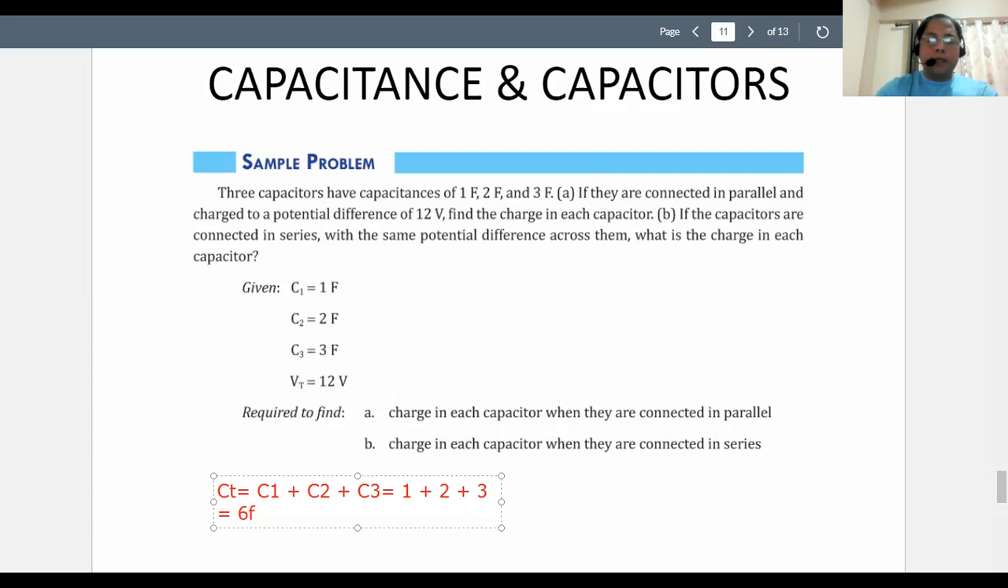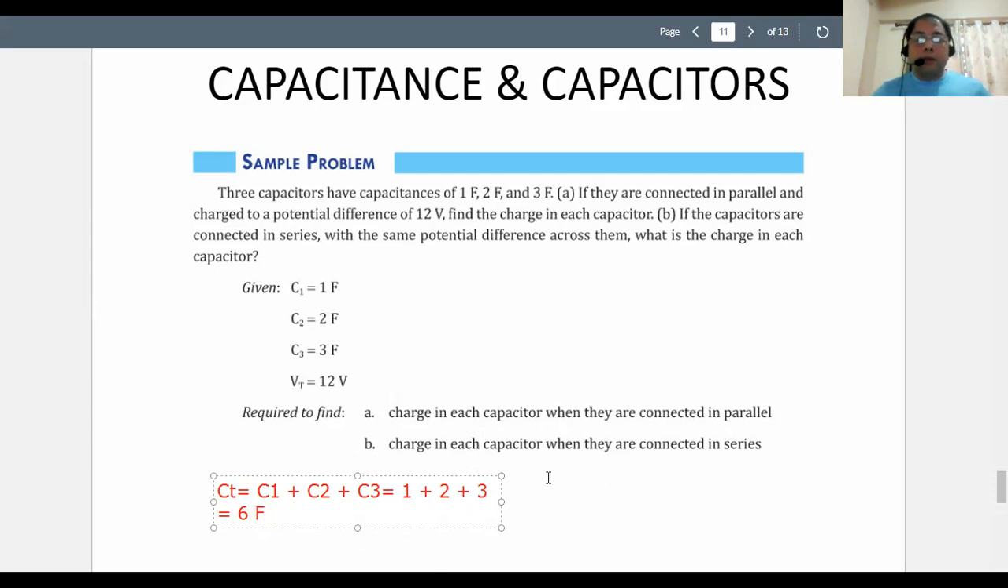And I think farad is denoted by a small letter f. In this case, they write a big letter F. So let's have 6F. So 6F is your total capacitance. So that's for letter A. But what's the total charge? If you know the total capacitance, what's the total charge?